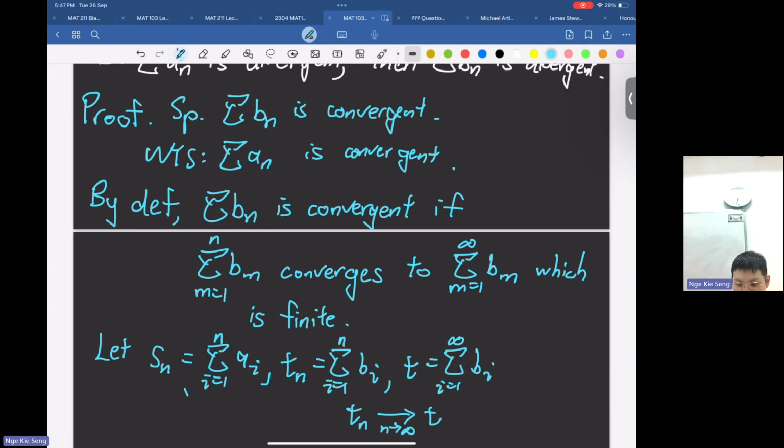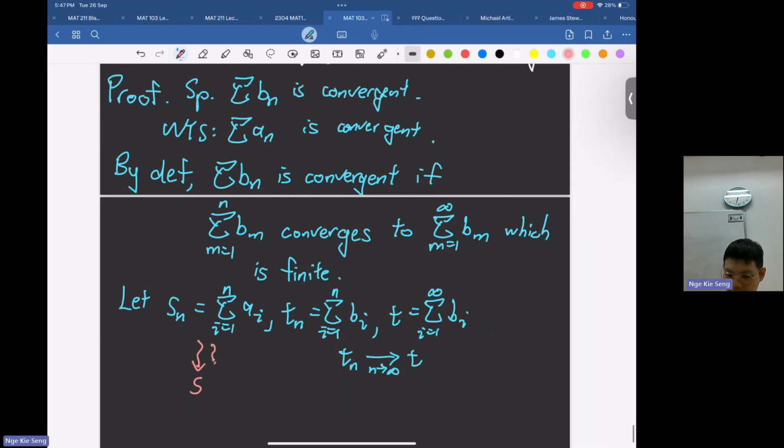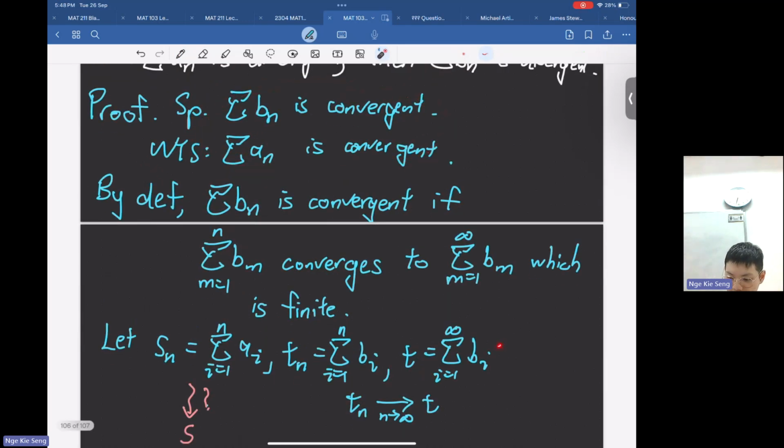Now we want to ask whether the partial sum of an converges to some x or not. This is what we want to prove: the infinite series of an converges. This is what we don't know, and this is what we know. We want to prove this using that. I'm just translating these two lines. Suppose the infinite series of bn converges. We want to show that the infinite series of an converges to some x. Does everyone follow what we have and what we want to prove?